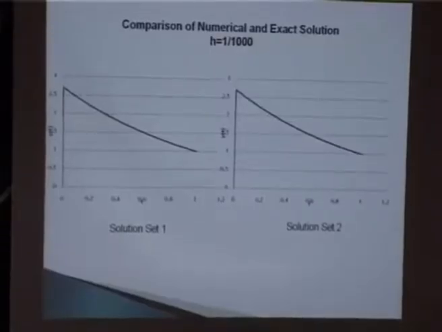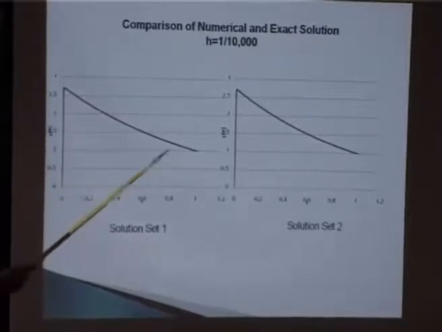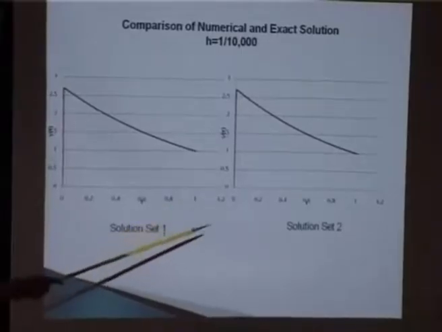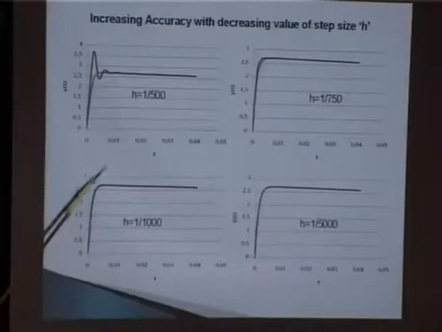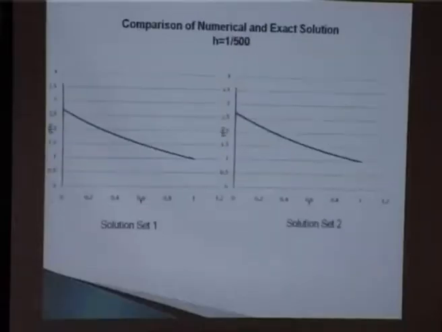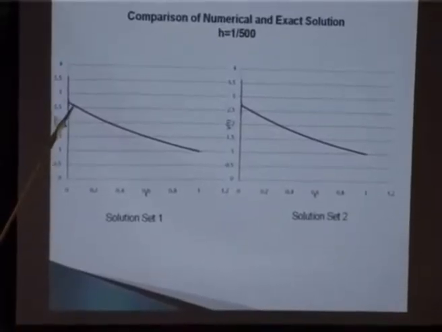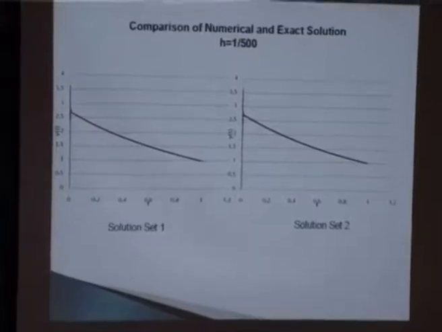As we decrease the h value to 1/1000, the wiggling decreases. But still the solution is not exactly correct, because this is the region where the solution differs. As we decrease h further, the solution almost overlaps with the exact solution. And it happens in both the solution sets, so both solution sets are almost identical. Since they are almost identical, we take one of them and show the magnified view of the region where we saw the wiggling.